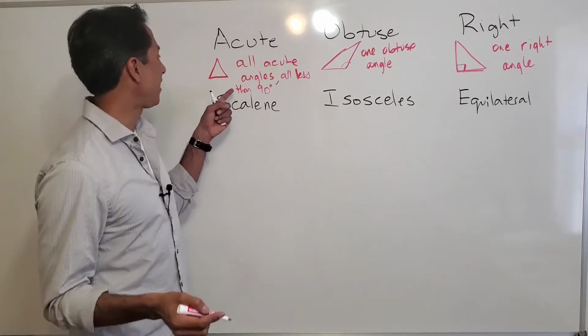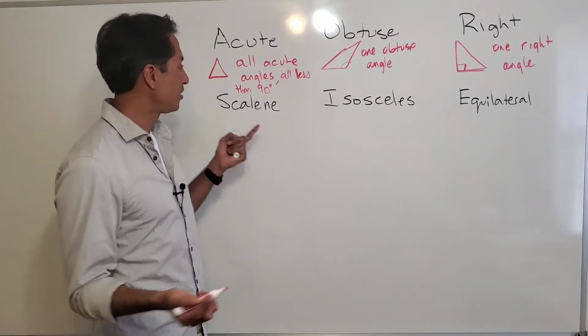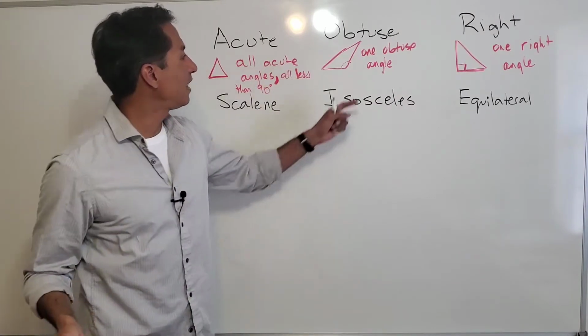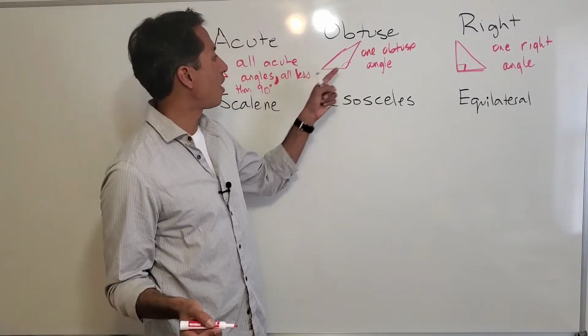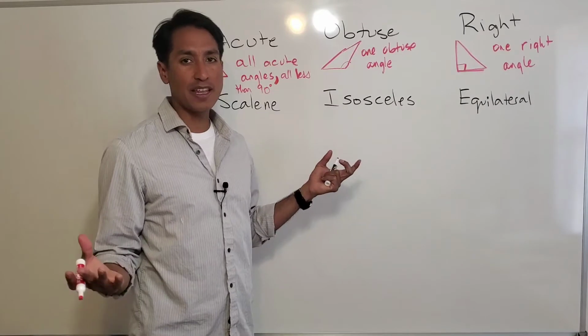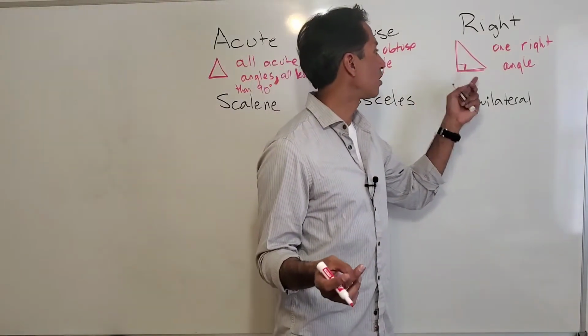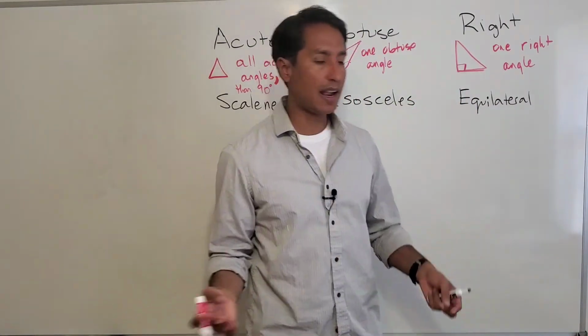I got all acute angles. All are less than 90 degrees. You could write that. This was a comma. There you go. And then we have an obtuse triangle where we have one angle that is larger than 90 degrees. So one of the angles is obtuse. And then we have a right triangle here where one angle is a right angle.